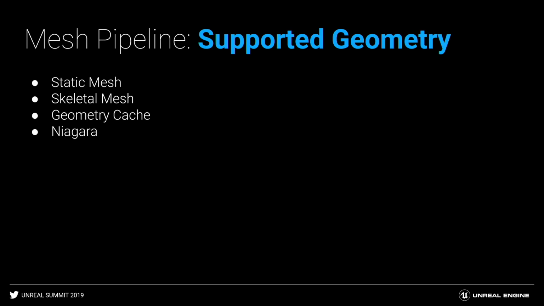I briefly mentioned supported geometry before. We'll list them here. Ray tracing right now in 4.22 only supports static meshes, skeletal meshes, geometry caches, which is the internal name for Alembic caches, and Niagara particles. Other geometry types, like landscape, for example, will be added in later versions of the engine.